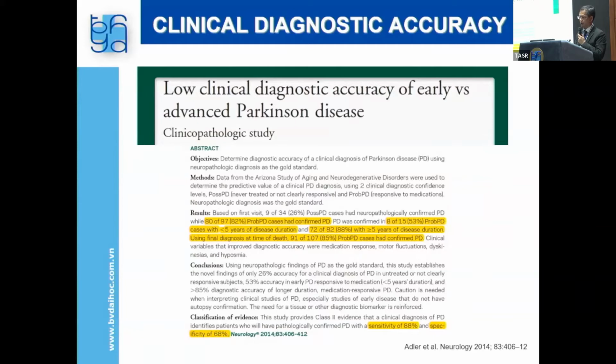And what is the accuracy between early and advanced Parkinson's disease diagnosis? As you can see, in early Parkinson's disease, the accuracy of diagnosis is lower. In this study, it shows just 53% compared to advanced Parkinson's disease. In advanced Parkinson's disease, the diagnosis is better. And you can see 88% of the patients with Parkinson's disease can be diagnosed exactly in the advanced stage.